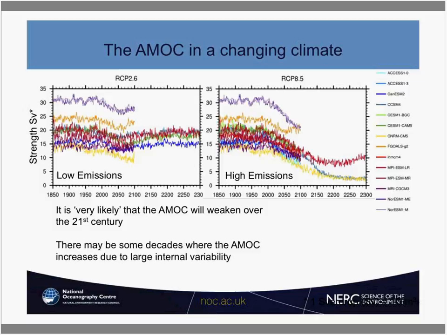Now, there may be some decades where increases are due to large internal variability. That was the IPCC, but I don't think any of the coupled climate models actually captured the type of variability, particularly not the rate of decadal variability that we see in the rapid observations. These climate models really don't get that.